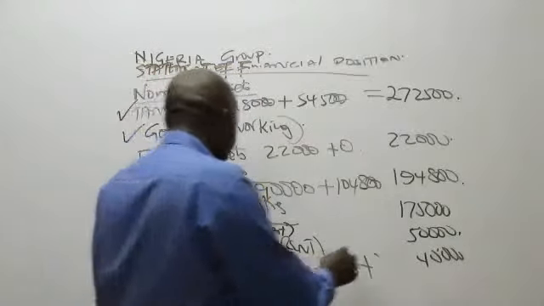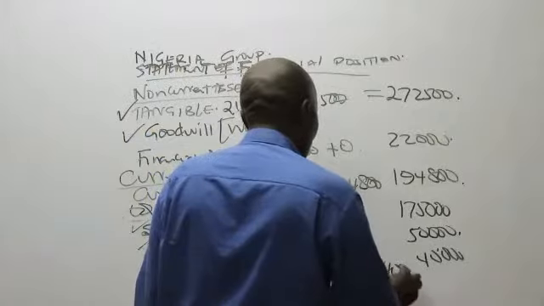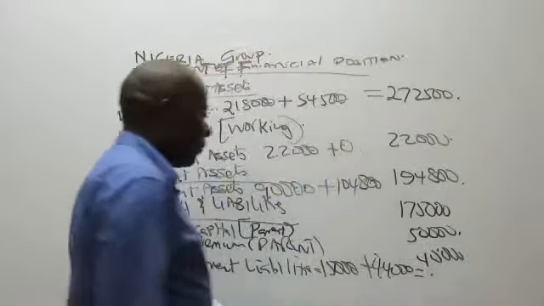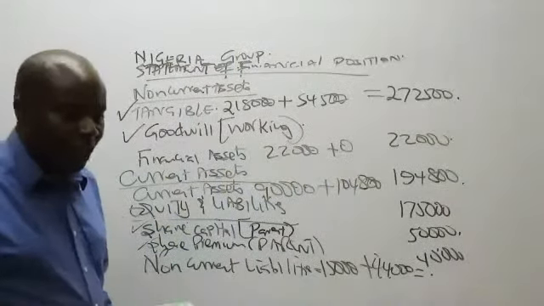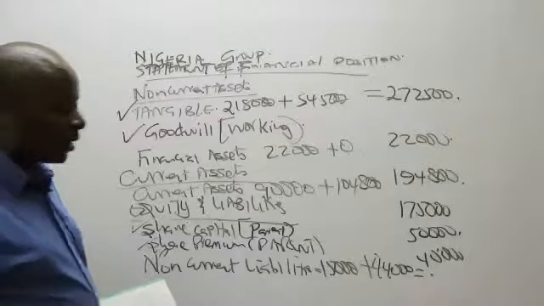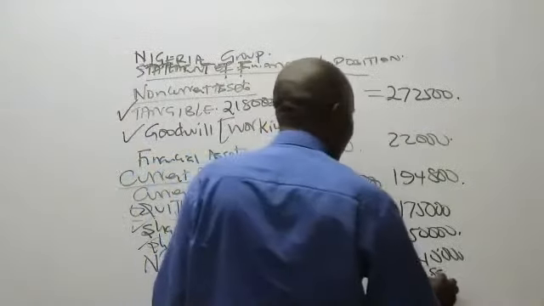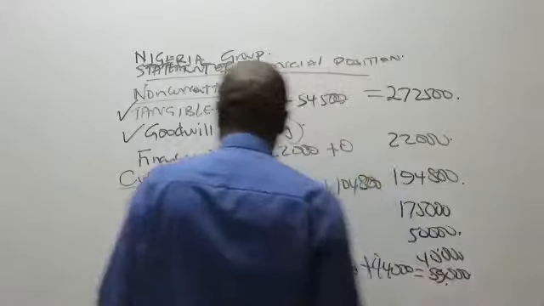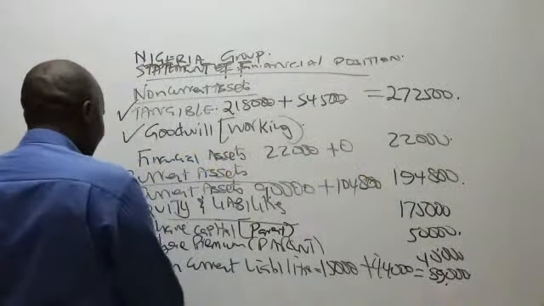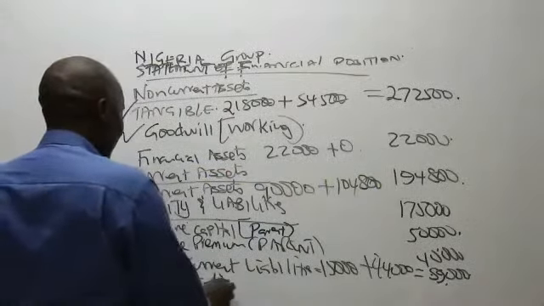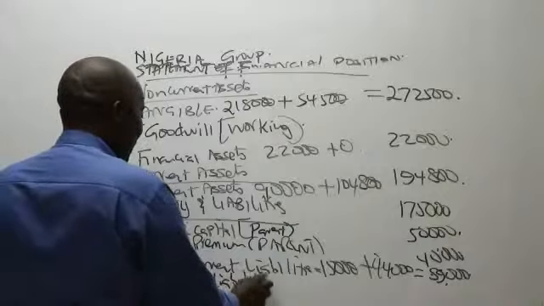So you told me the current liability was 44,000. Please add for me, give me this: 15,000 plus 44,000 gives me how much? 59,000. Thank you very much. Now, the last one is the current liabilities.